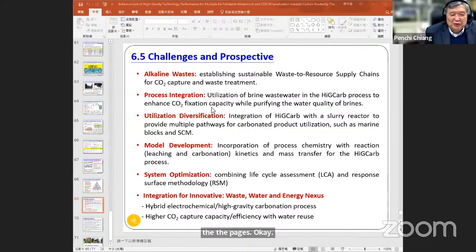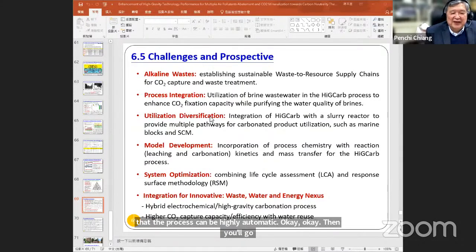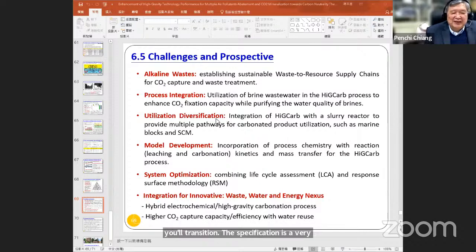And secondly, we try to do the process integration. So I believe the G is a good technology, but they still need to work together, because it's not one department's job, it's not one man's job. We need to integrate the mechanical, chemical, and even electronic, so that the process can be highly automatic. Then energy utilization diversification is very important. See how we can utilize the waste.